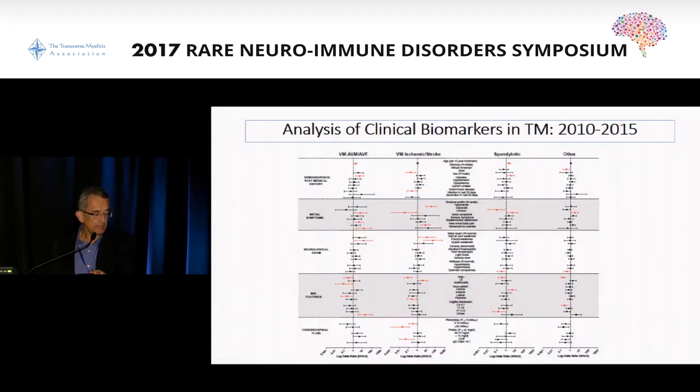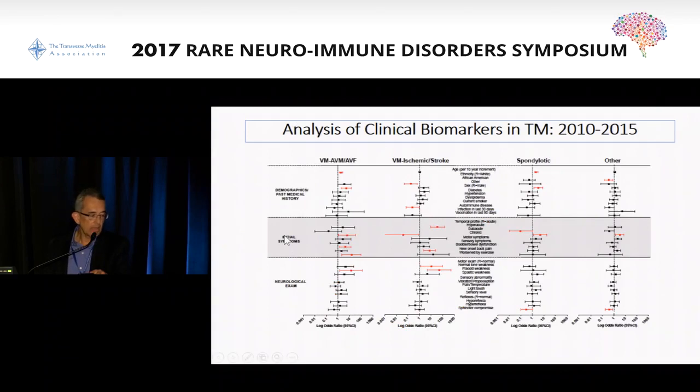The first is related to the demographic characteristics of that patient population. And let me go into detail about this. So here we take the group of inflammatory myelopathies and compare them versus the other groups. On this side, the vascular myelopathy associated with arteriovenous malformation. On this side, the vascular myelopathies associated with ischemia and stroke. On this side, the spondylotic myelopathies, and here, other types of myelopathies.